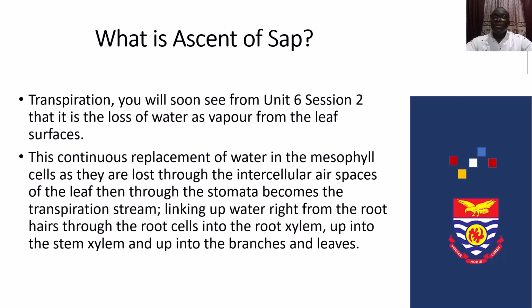Transpiration, you will soon see from Unit 6, Session 2, is the loss of water as vapor from the leaf surfaces. This continuous replacement of water in the mesophyll cells as it is lost through the intercellular air spaces of the leaf, then through the stomata, becomes the transpiration stream, linking up water right from the root hairs through the root cells into the root xylem, up into the stem xylem, and up into the branches and leaves.